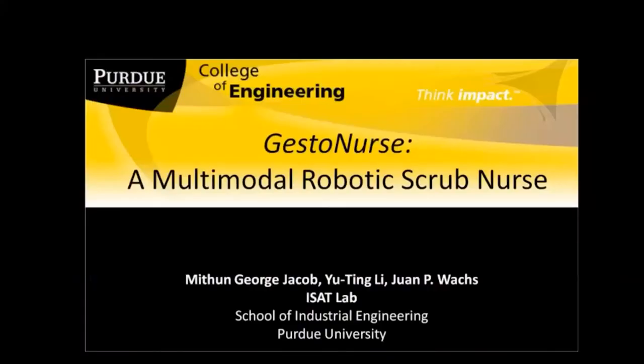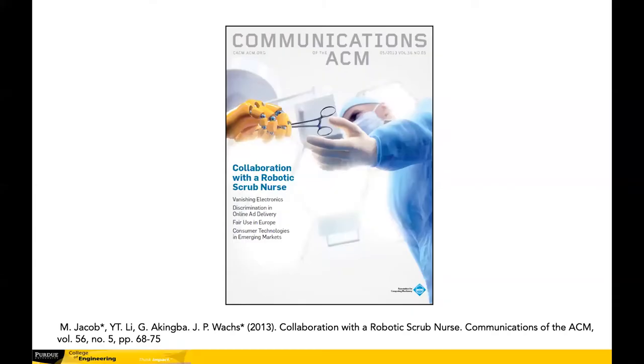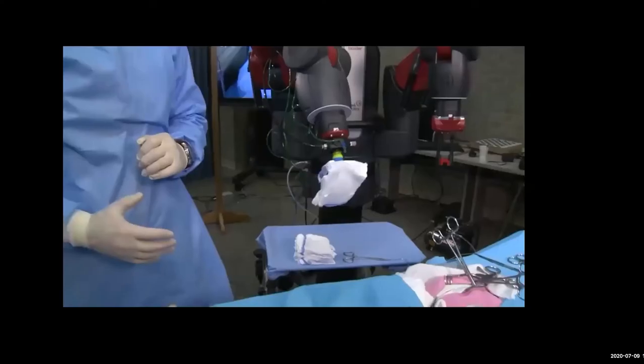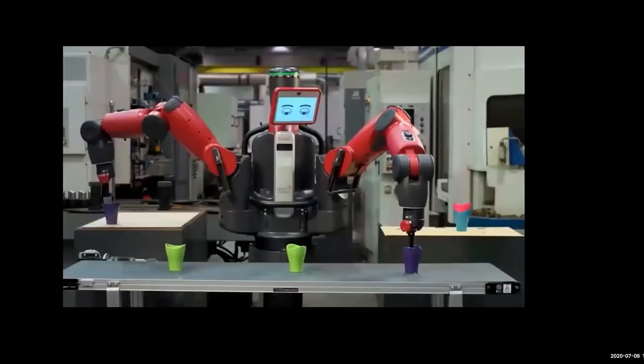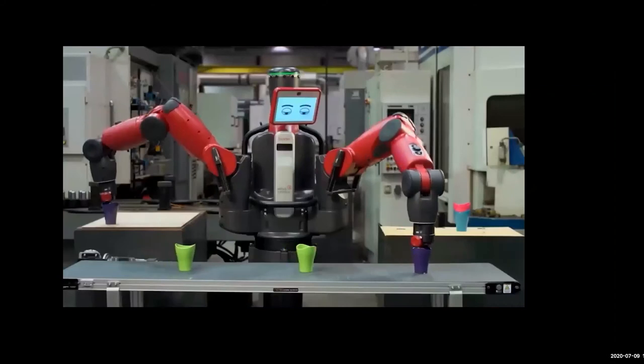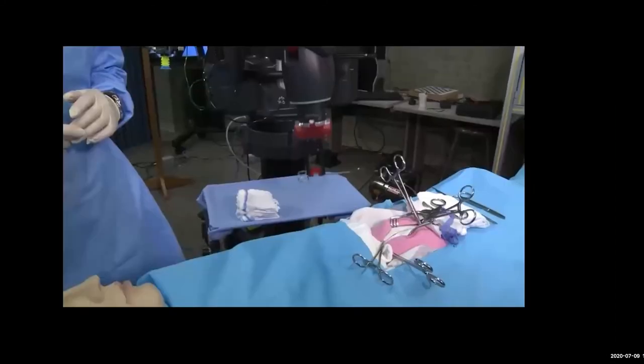This work was featured in Communications of the ACM back then, and attracted a lot of attention. We've all seen the sci-fi movies where robots are ready to take over the world. Here at Purdue University, they're working on real-life scenarios, like Baxter, the human-like robot. Engineering and technology students are working to put Baxter in the OR to help.